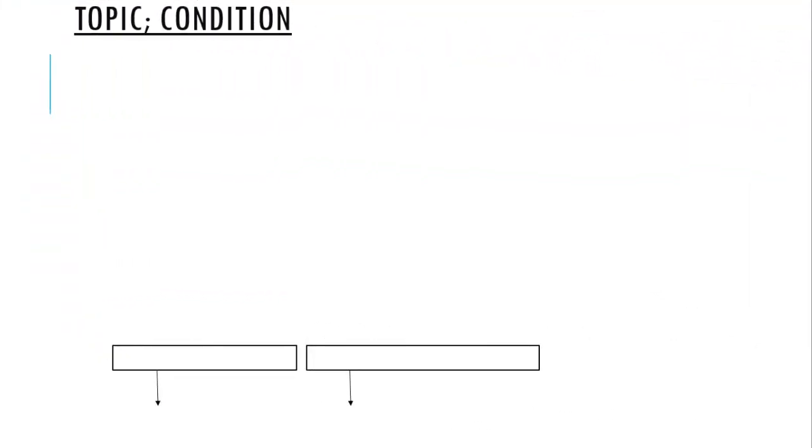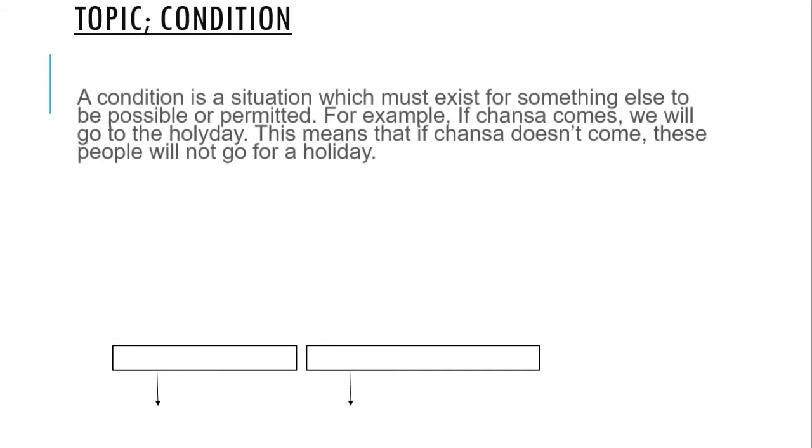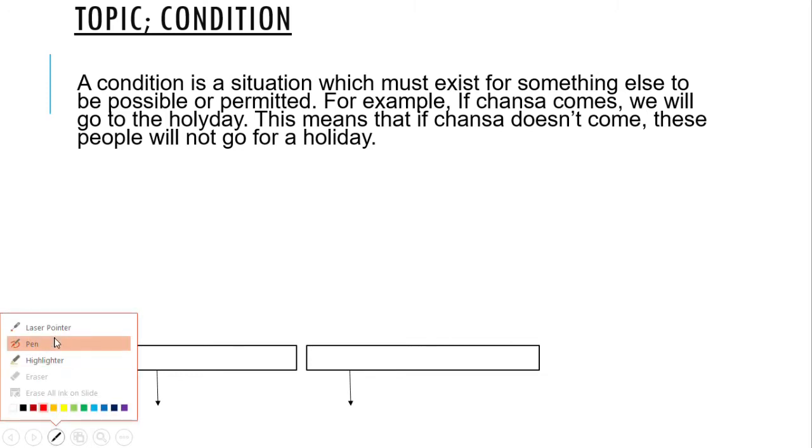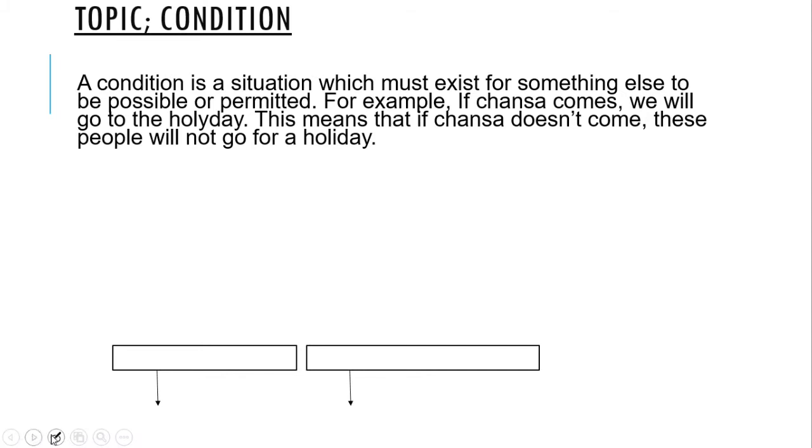Okay. So today we are looking at condition. So what is a condition? We are saying a condition is something or a situation which must exist for something else to be possible or permitted. A situation which must exist.